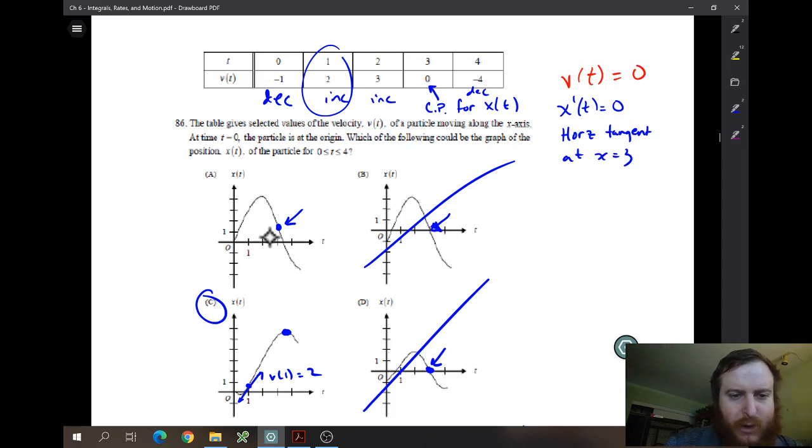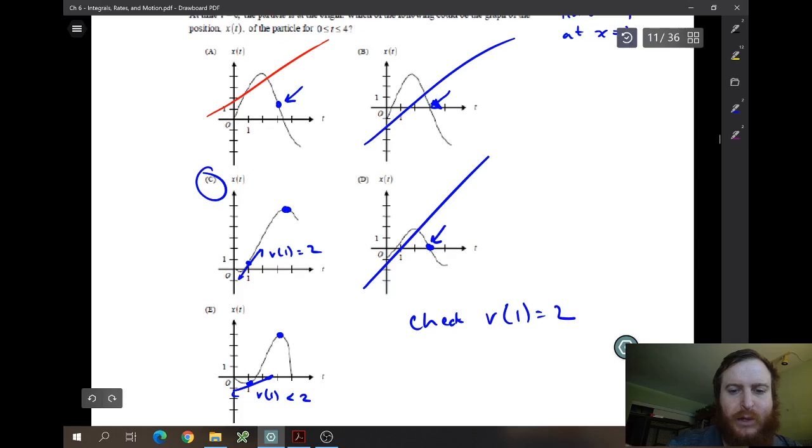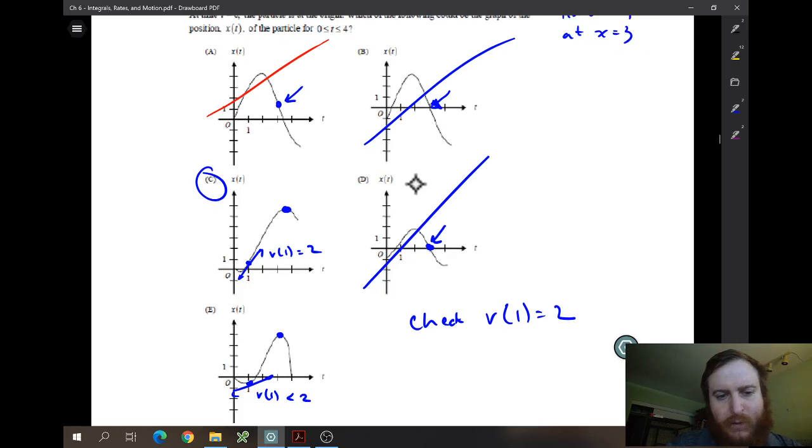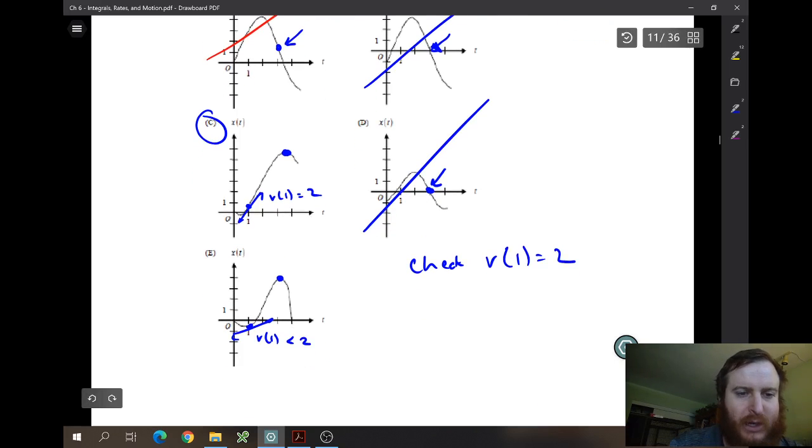So if we look at 3, A does not have a horizontal tangent at 3, so we can get rid of it. B does not have a horizontal tangent at 3, we can get rid of it. D does not have a horizontal at 3, we can get rid of it. But both C and E do have horizontal tangents at 3. This graph, when it got reprinted, somehow got a little messed up. It should have been directly over 3. Don't worry that it looks like it's a little bit to the right on these. This should have been directly over 3.